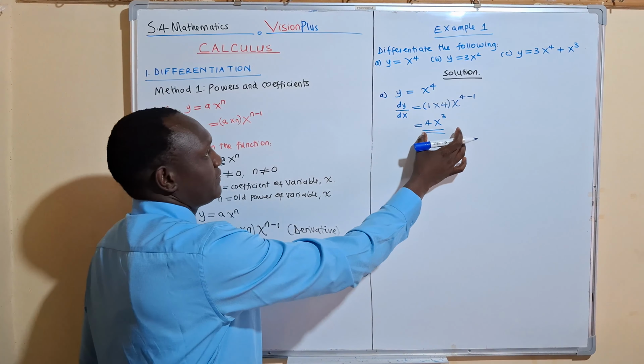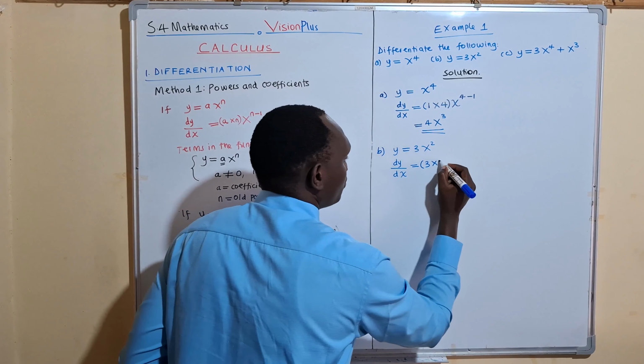We shall apply the same concept in part B. Part B, we have y equals 3x squared. We shall say differentiating y with respect to x therefore gives us dy/dx equals, we have 3 here. This 3 corresponds to a. So we shall say 3, which is a, times we drop the power of x, the 2. And 2 corresponds to n. So we drop that 2.